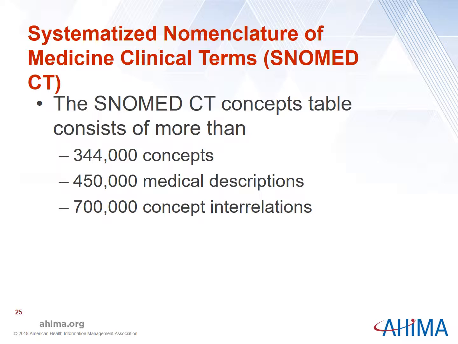The information that SNOMED CT captures includes items such as diagnoses, procedures, signs, symptoms, and cause of injury. SNOMED has a concept table that consists of more than 344,000 concepts, 450,000 medical descriptions, and 700,000 concept interrelations, each of which has a unique meaning and format definitions.